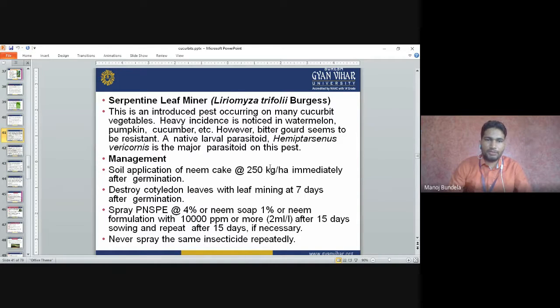Management: soil application of neem cake at 250 kg per hectare immediately after germination. Dust the cotyledon leaves with leaf mining at 7 days after germination. Spray PSKE 4%, neem soap 1%, or neem formulation 10,000 ppm or more after 15 days of sowing and repeat after 15 days.